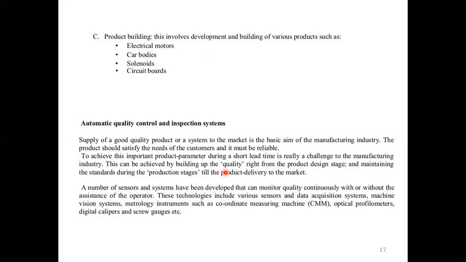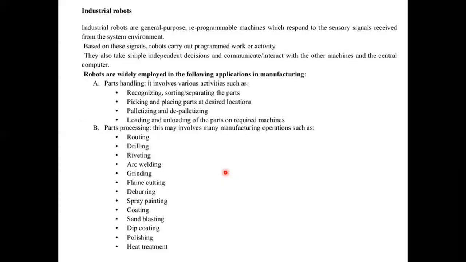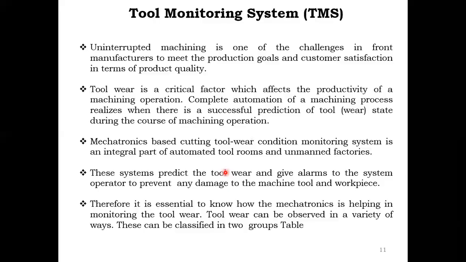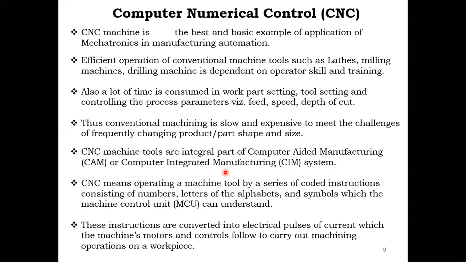A number of sensors and systems have been developed that can monitor quality continuously with or without the assistance of the operator. These technologies include various sensors and data acquisition systems, machine vision systems, metrology instruments such as coordinate measuring machine, optical profilometer, digital calipers, and screw gauges like this. So I hope we all know about the elements of manufacturing and the emerging area of mechatronics. These are the concepts.